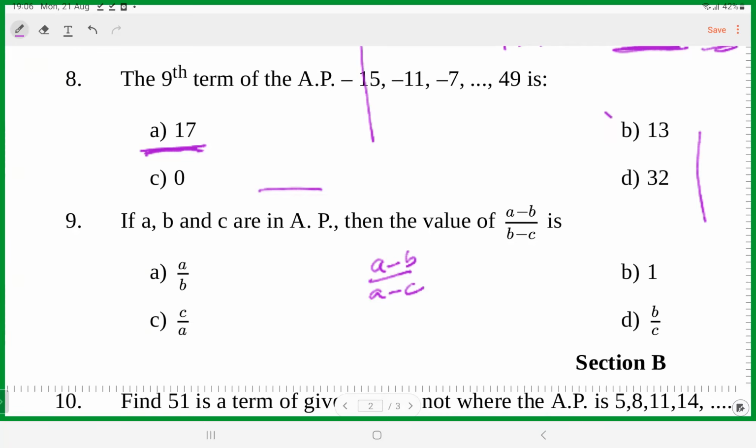How did you get the answer? No, A minus B equal to minus D, right? A minus C equal to minus 2D, right? So 1 by 2. Where is the difficulty? You didn't say anything, no. A minus B equal to minus D.